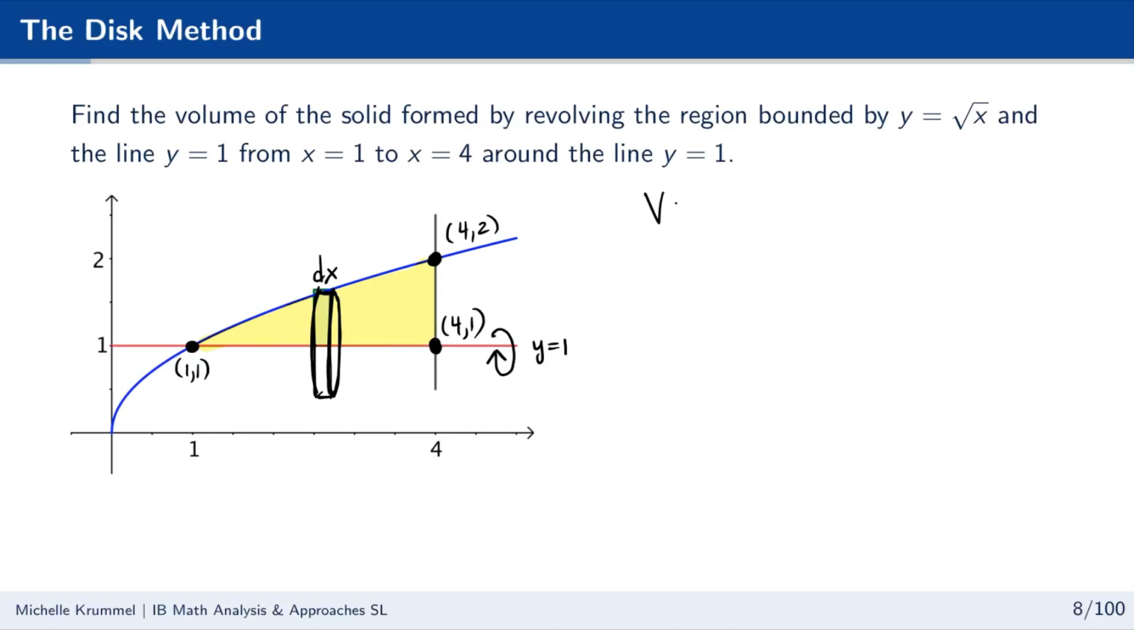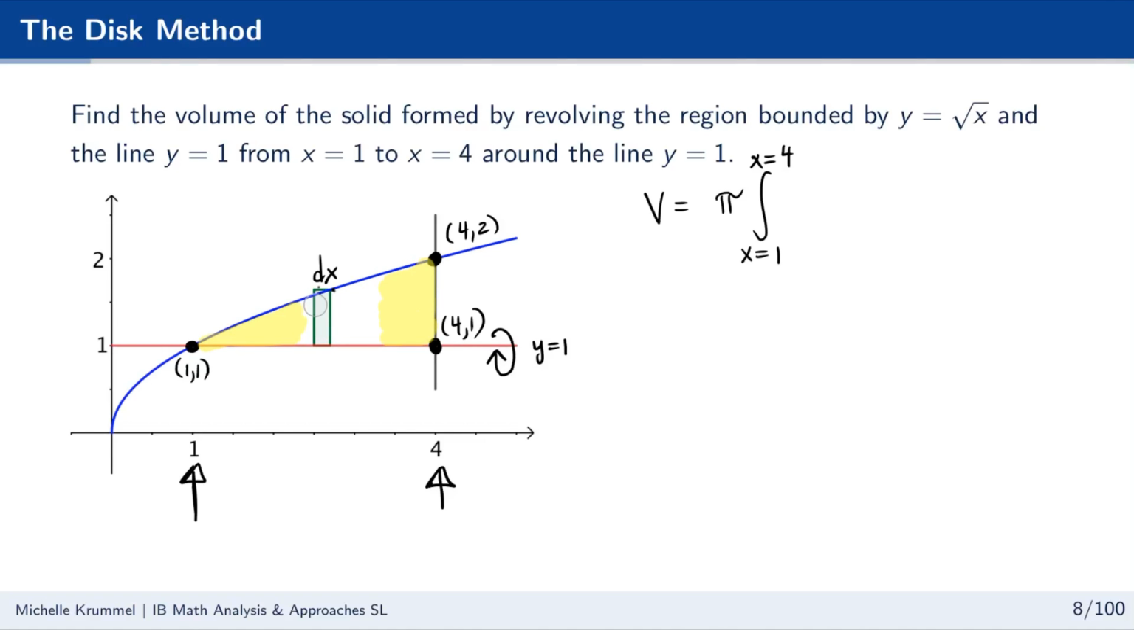So our setup now, volume equals pi, and then we're integrating. I know this is a dx problem, so these are x values here. Our interval goes from x equals 1 to x equals 4. And I need radius squared. The radius of this disk is this vertical distance right here.